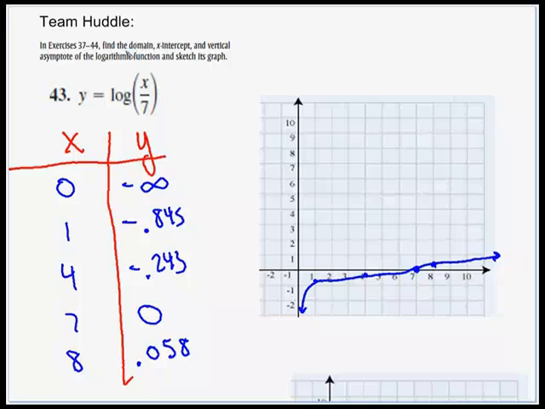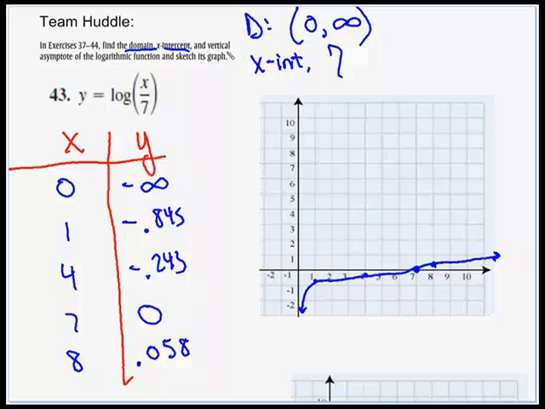Let's see here, domain. Domain is the same. We're going from 0 to infinity. The x-intercept now is 7. And the vertical asymptote is still the y-axis.